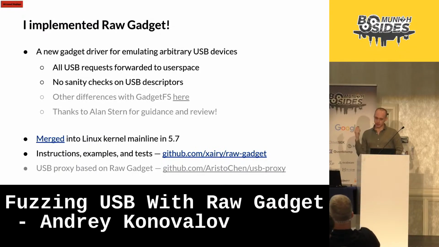And I actually sent this upstream. I mailed the Linux kernel patches, and they were accepted in version 5.7. I think it was released over a year ago. Right. And I have a GitHub repository in case you want to check it out, with some examples and instructions on how to run Raw Gadget.